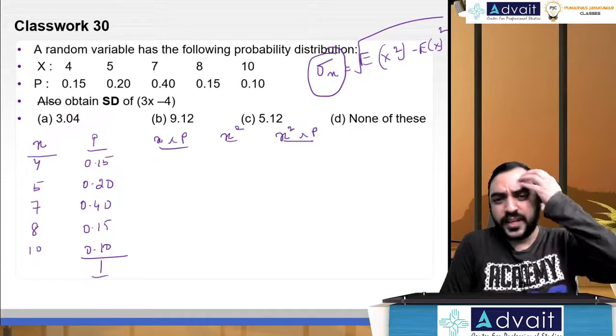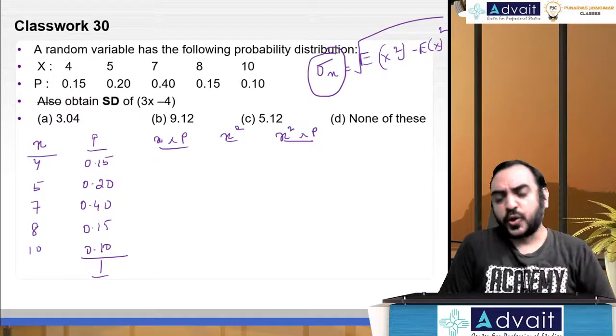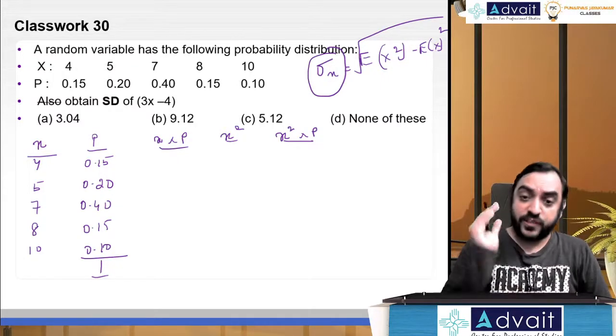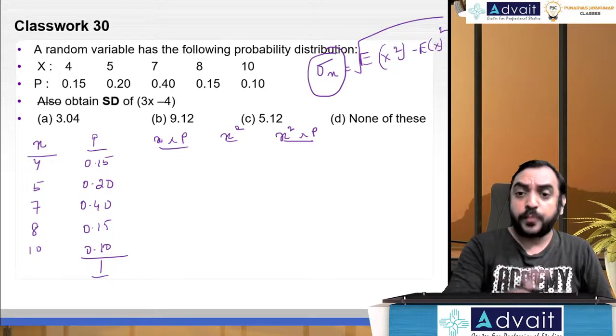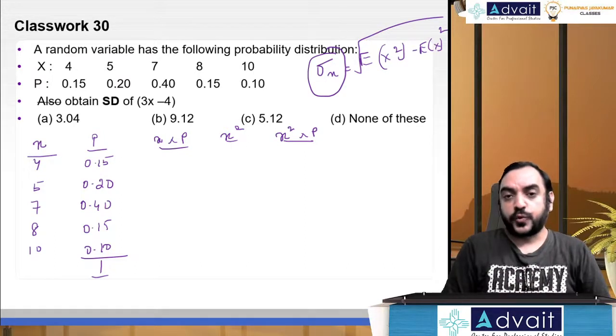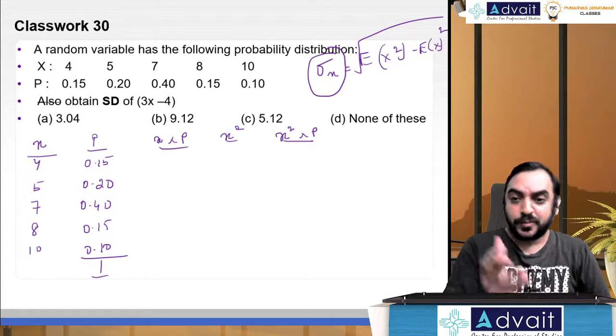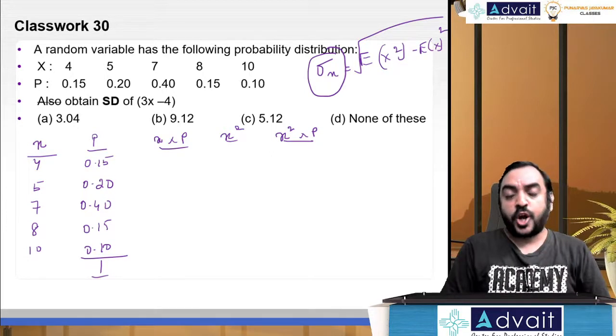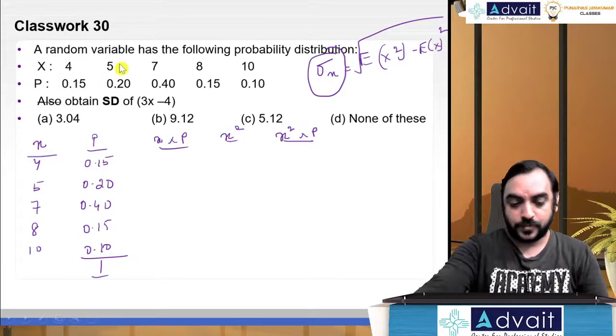You can also do 3x minus 4, but let's follow this method. First we'll find the standard deviation of x, then we'll use the property to find 3x minus 4. Ignore the constant, ignore the minus sign, using that concept. But can you please tell me, first of all, how much you get for the standard deviation of x?